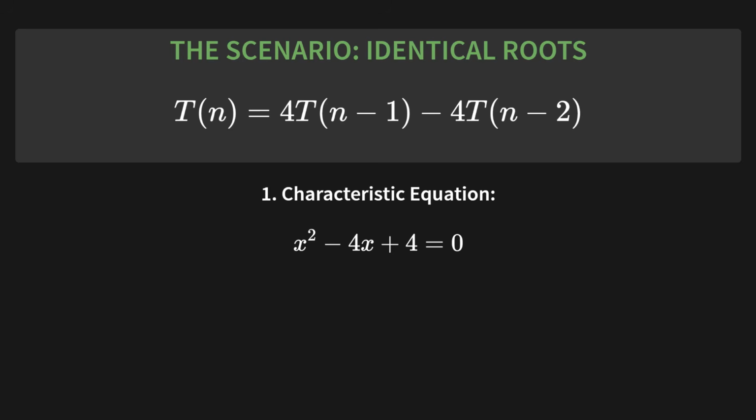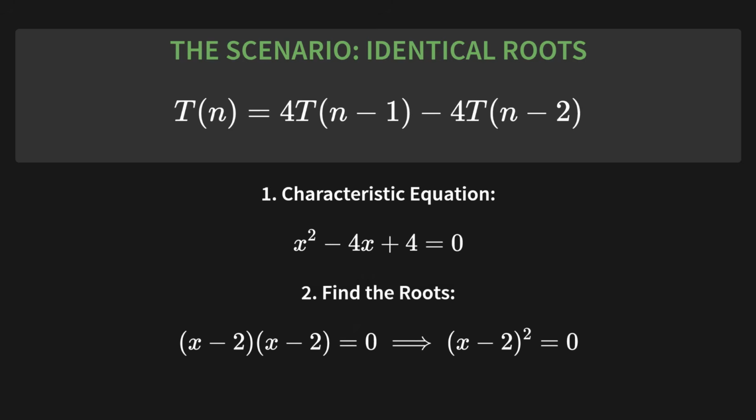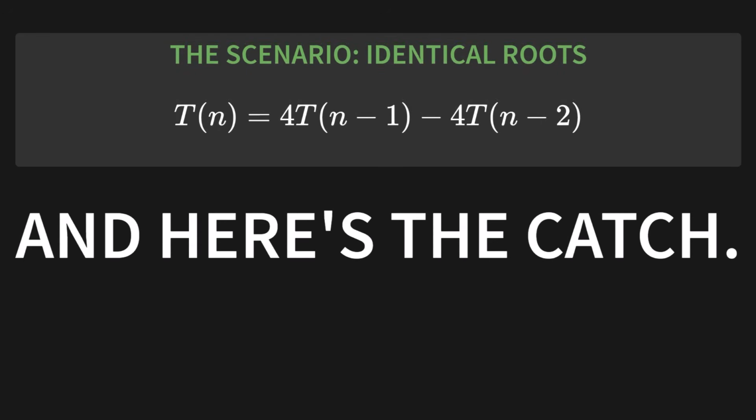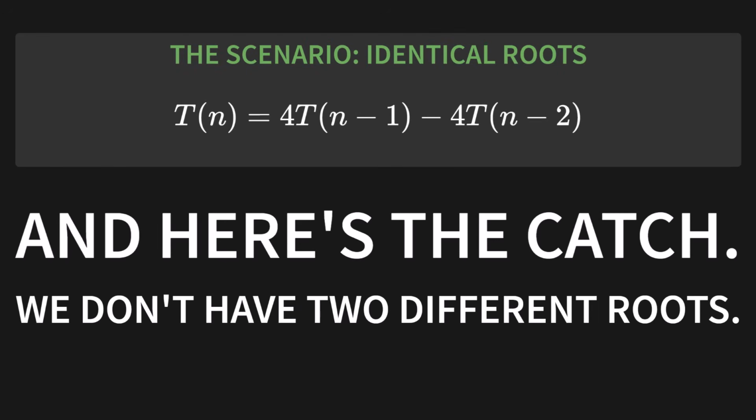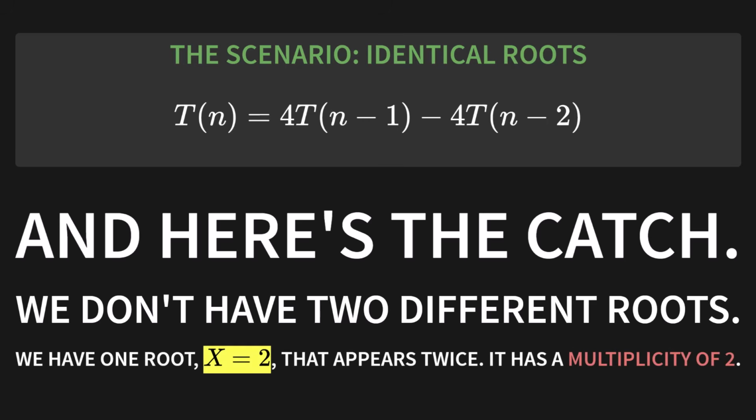Let's walk through the steps we know. First, the characteristic equation. That's x squared minus 4x plus 4 equals 0. Second step, find the roots. We can factor this, and it becomes x minus 2 times x minus 2 equals 0, or just x minus 2 squared equals 0. And here's the catch. We don't have two different roots. We have one root, x equals 2, that appears twice. It has a multiplicity of 2.